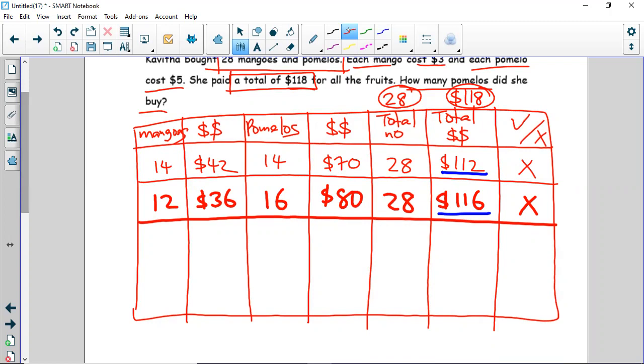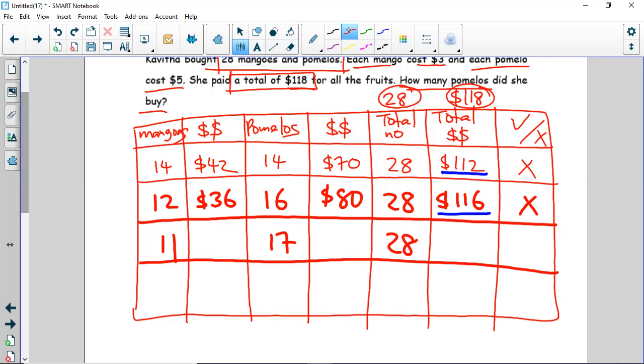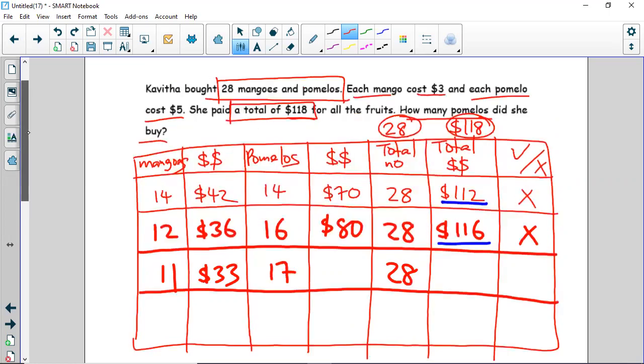Okay, so let's have one more row. And this time, because the wrong total is very near to the right total, I just put 17. Okay, increase the pomelos by 1. And the total is 28. So 28 minus 17, I will get 11 mangoes. So 11 mangoes times $3, that will be $33. 17 pomelos, so 17 times 5, that will give me $85.